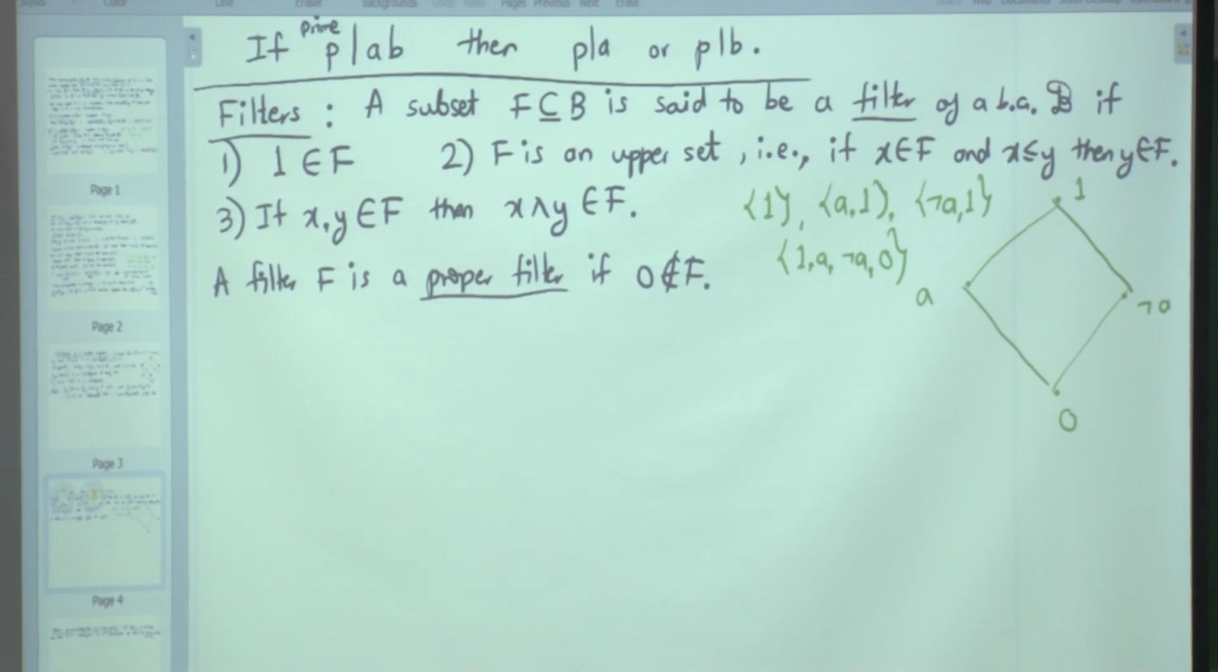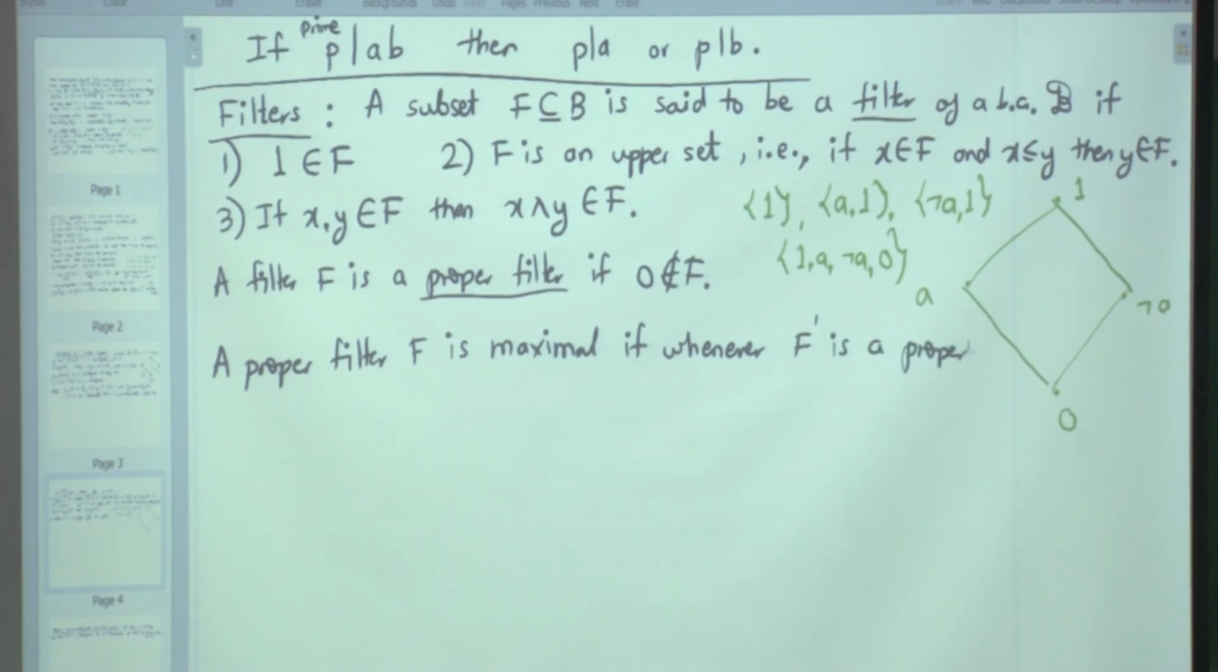So this property is called being maximal. So a proper filter F is maximal if F prime is whenever F prime is a proper filter and F prime contains F. Then what should happen?